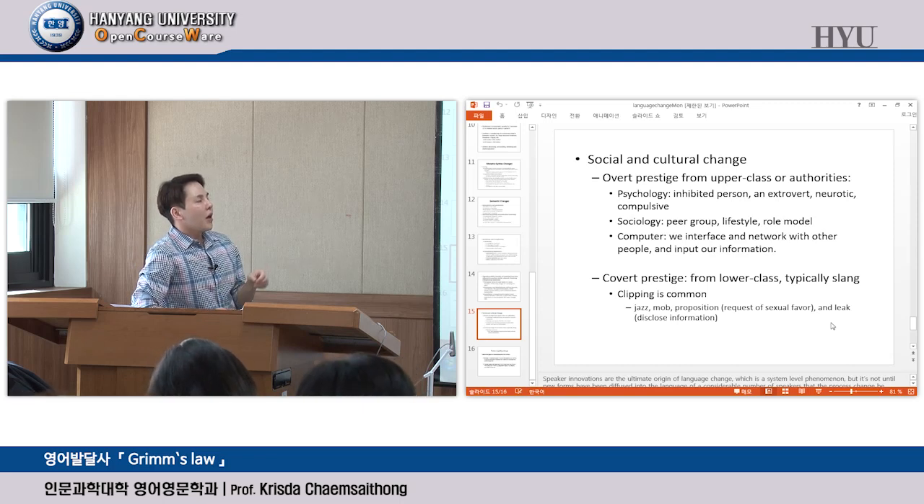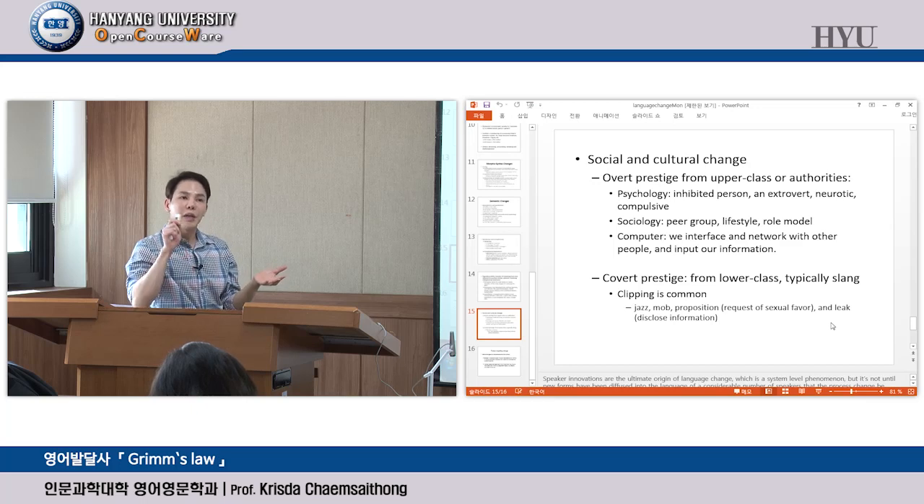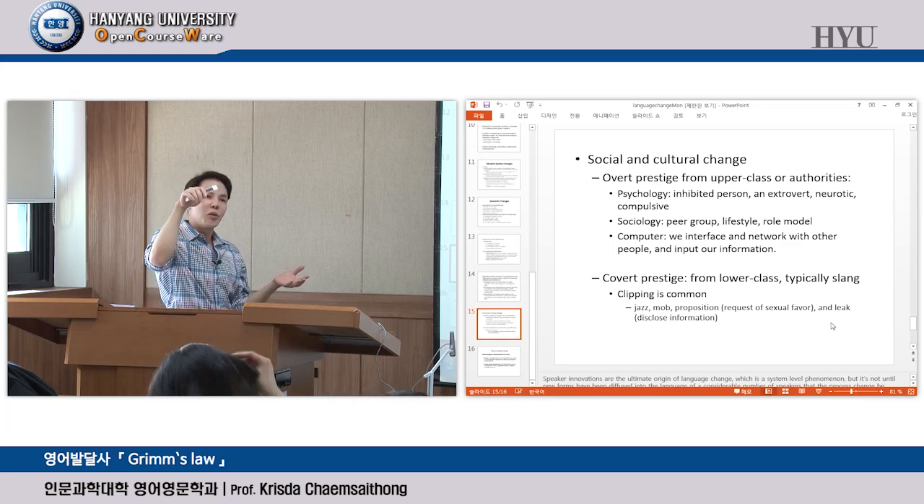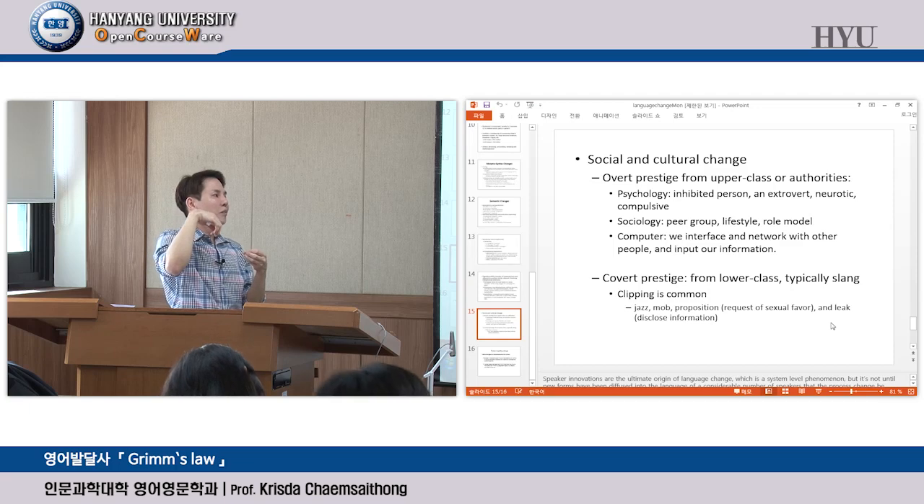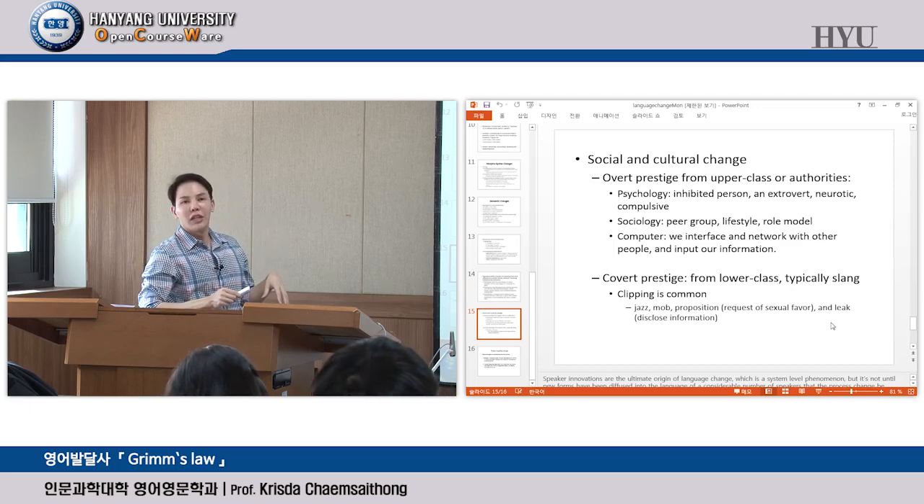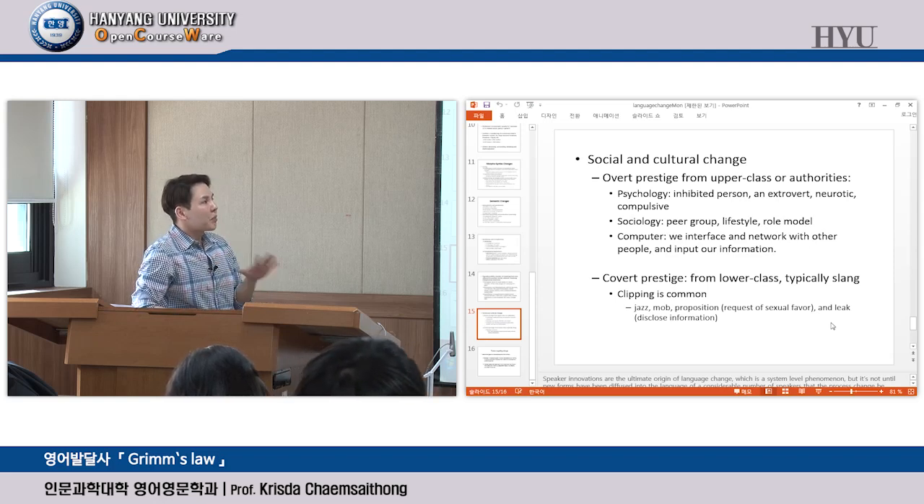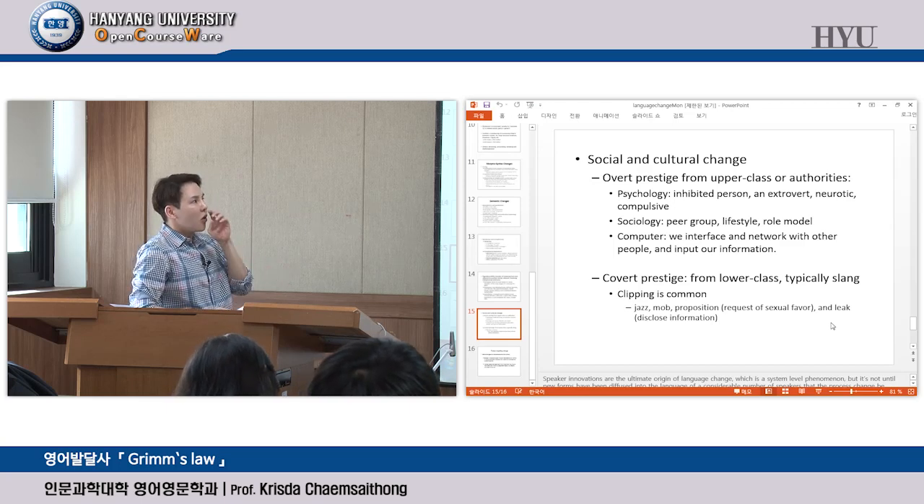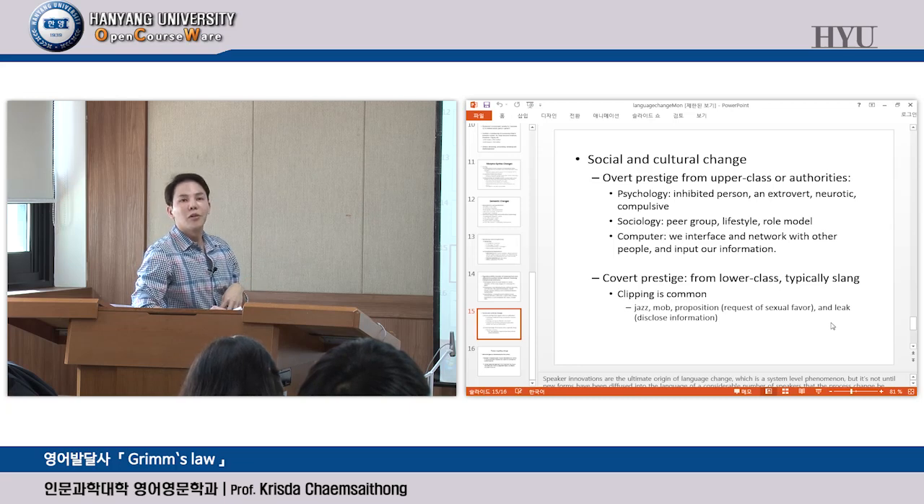So for example, when you go to your grammar class, when you go to writing class, they'll teach you how to spell things, right? So this is how you spell words. This is how you use a particular grammatical structure like that. So it's overt in the sense of it's being taught explicitly, right? It's something that everyone is aware of in your society, right? So overt prestige from upper class and authorities. So some people will try to imitate those upper class people or authorities in order to sound more prestigious, right?